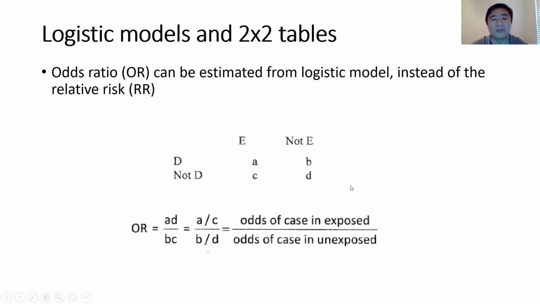So in a 2x2 table, 2 times 2 is equal to 4, we have 4 cells. In each cell you will have the numbers A, B, C, and D indicating the frequency for each specific combination. For example, A is the count of diseased subjects exposed to the risk, and B is the number with disease but not exposed. Similarly, C is non-diseased subjects exposed, and D is non-diseased subjects not exposed. And the odds ratio is defined by A over C divided by B over D.